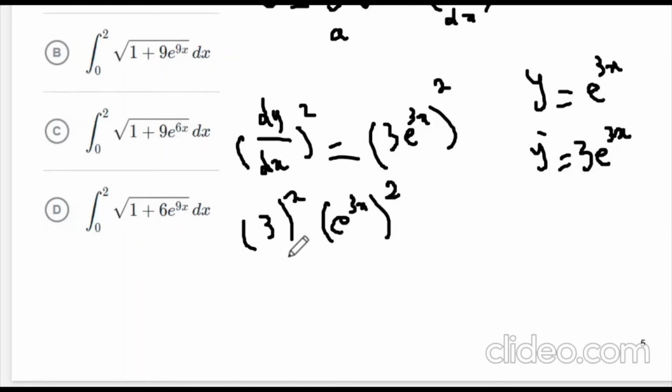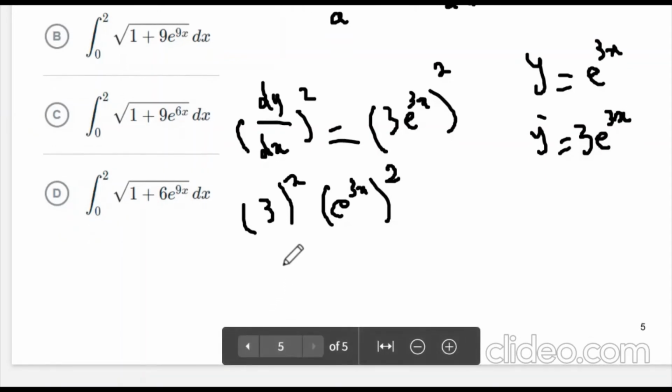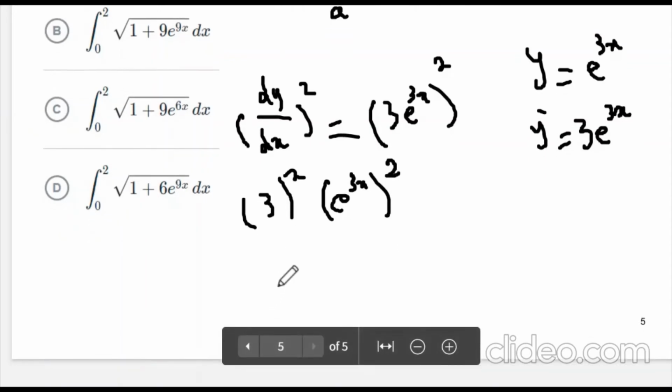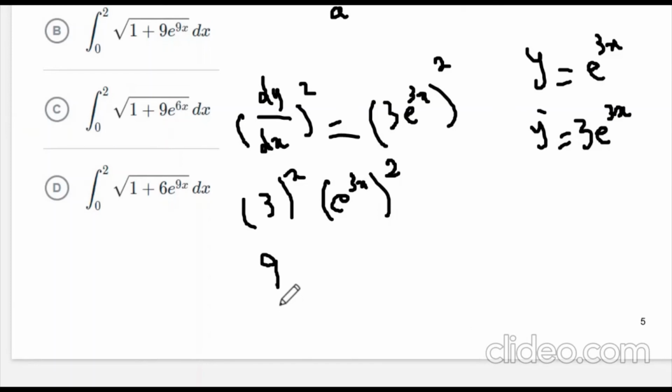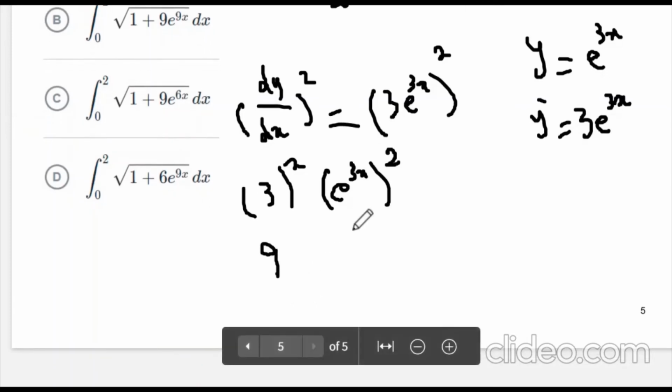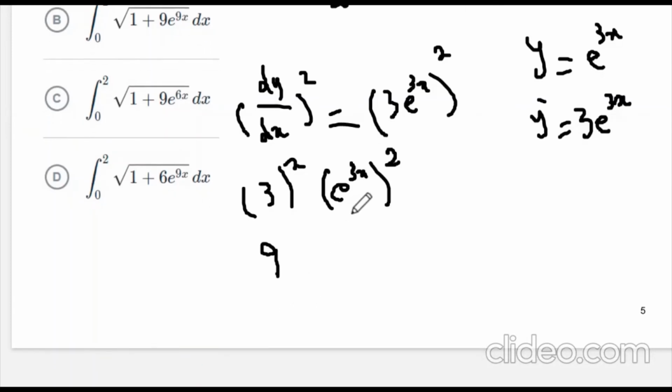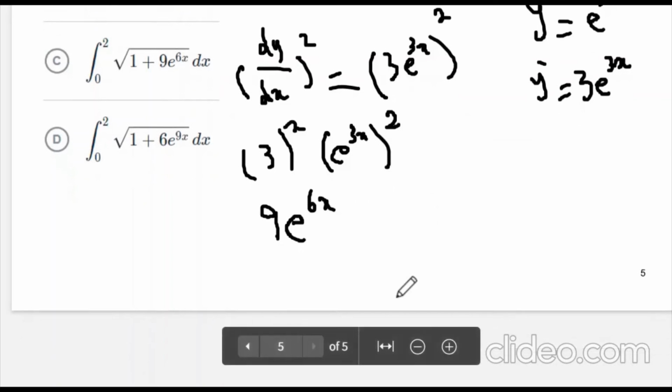So 9 squared equals, 3 squared is 9, and then I'm going to use the e to the power of 3x multiplied by 2, so e to the power of 6x, because 3 multiplied by 2 is 6, and I'm going to keep the x. Now I'm going to use it in the formula.